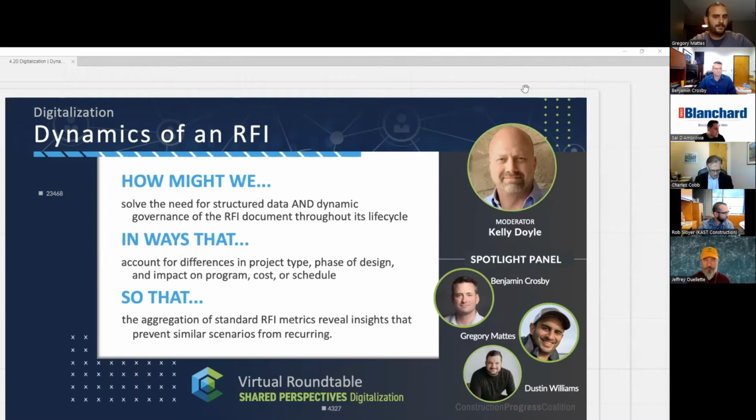How might we solve the need for structured and dynamic governance of the RFI document throughout its life cycle in ways that account for differences in project type, phase of design, and impact on program, cost, or schedule, so that the aggregation of standard RFI metrics reveals insights that prevent similar scenarios from occurring?